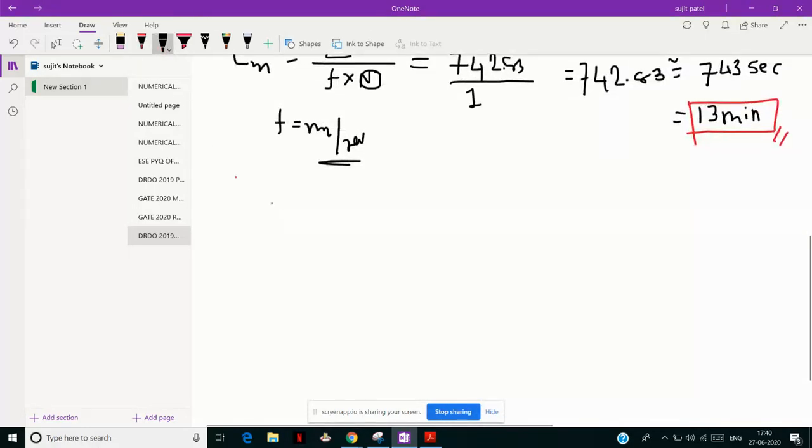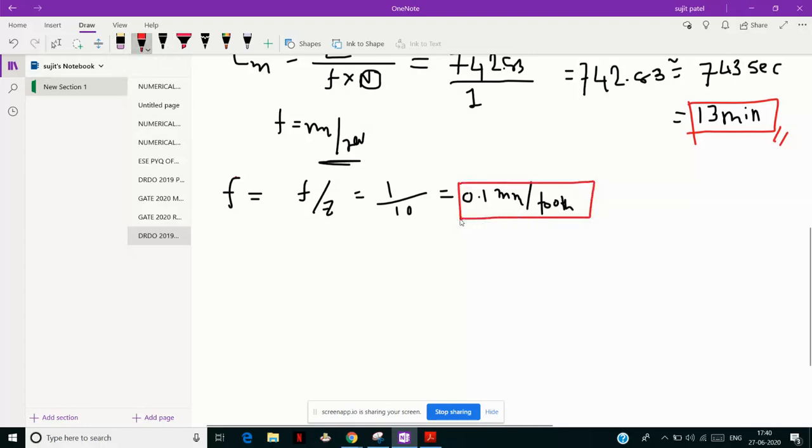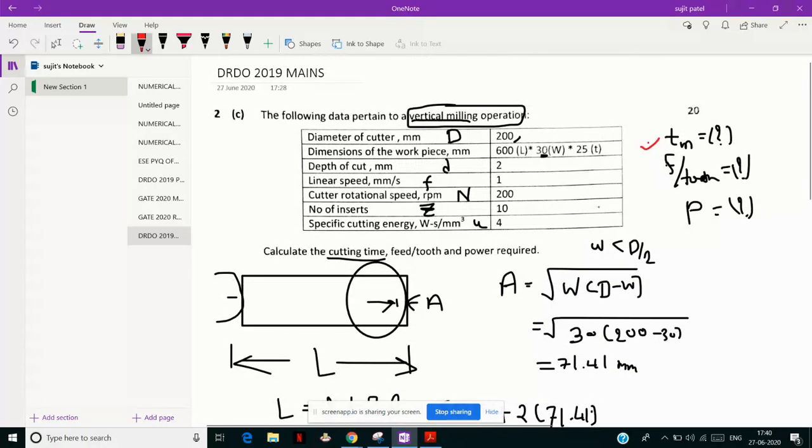Feed per tooth is equal to feed upon number of teeth. We have been given feed 1 mm per second, and the number of cutter teeth is 10. So feed per tooth comes as 0.1 mm per tooth. So this is the answer of our second question. This is very simple. And now the power required.